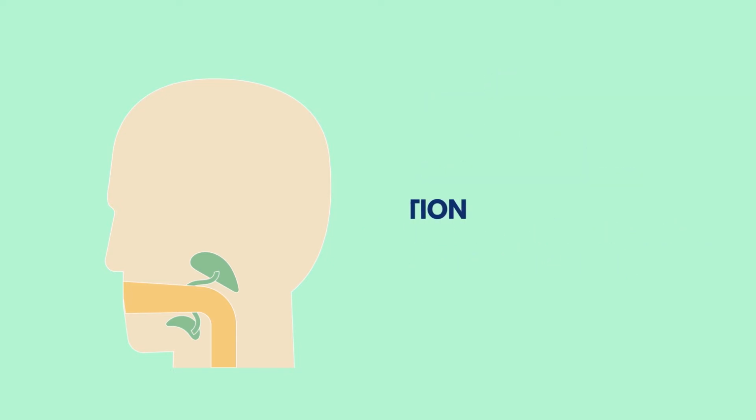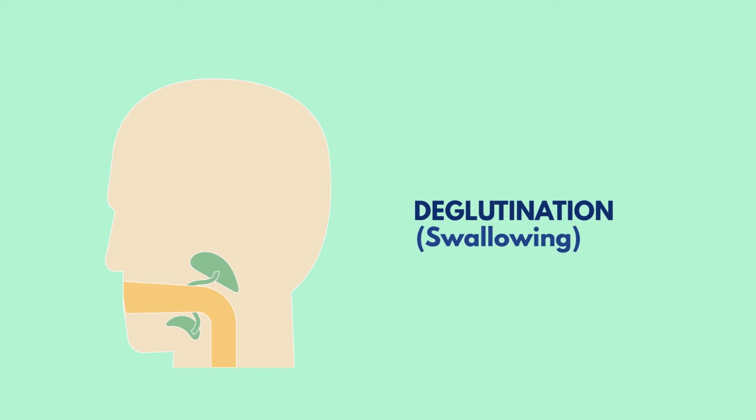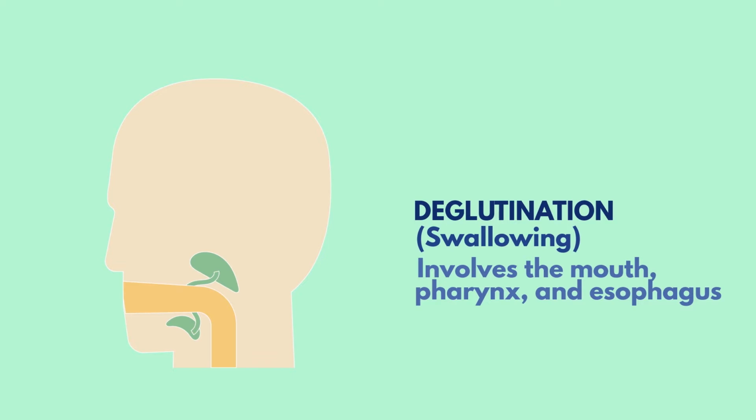What comes next is deglutination, or swallowing, and this involves the mouth, pharynx, and esophagus, all of which work together to transport the food into the stomach.